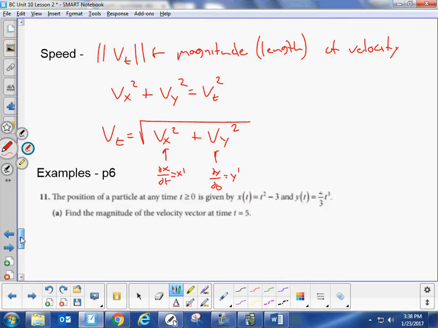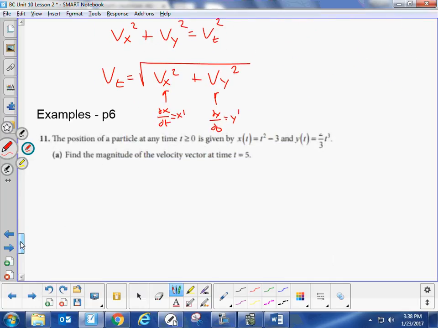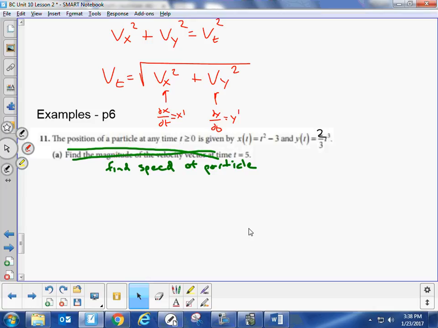Okay, page 6, number 11, A. Position of the particle at any time t is greater than or equal to 0 is given by this, and this is a 2/3 t cubed. They literally ask you the magnitude of the velocity vector. Most likely, and we will see when we get to our free response problems, they will say find the speed of the particle at time t equals 5. Okay, so be prepared for just being asked for speed.